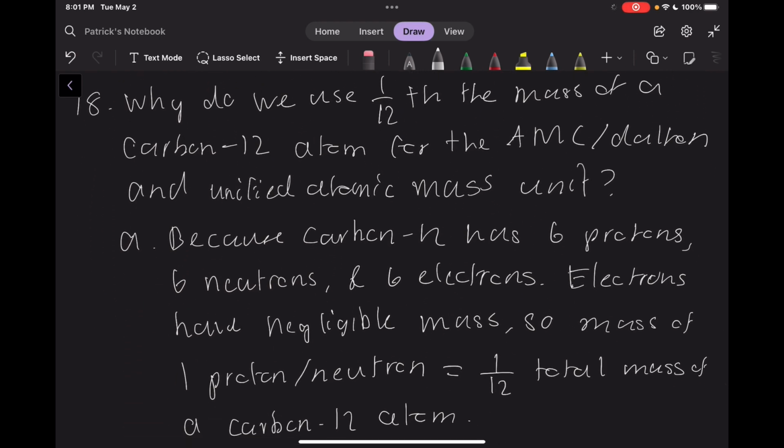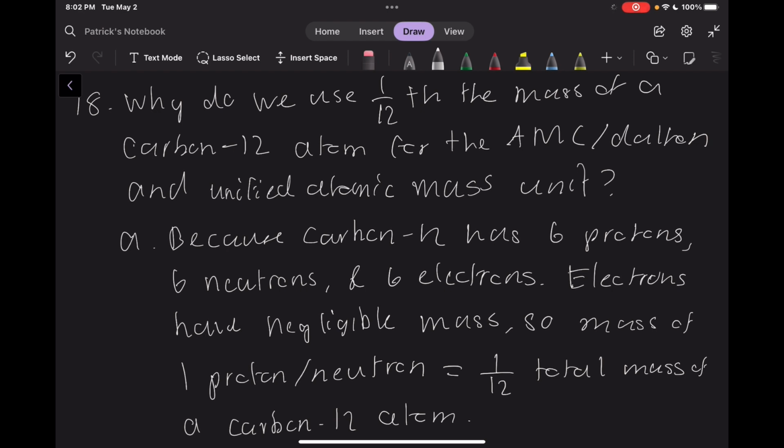Here's another common question about atomic weight. Why exactly do we use 1/12 the mass of a carbon-12 atom for the atomic mass constant and the dalton, as well as the unified atomic mass unit? This is a great question, by the way, because it does seem a rather arbitrary value. Why don't we use the total mass of a carbon-12 atom, or any other atom for that matter? Believe it or not, there is a logical explanation for this, a method to the madness.